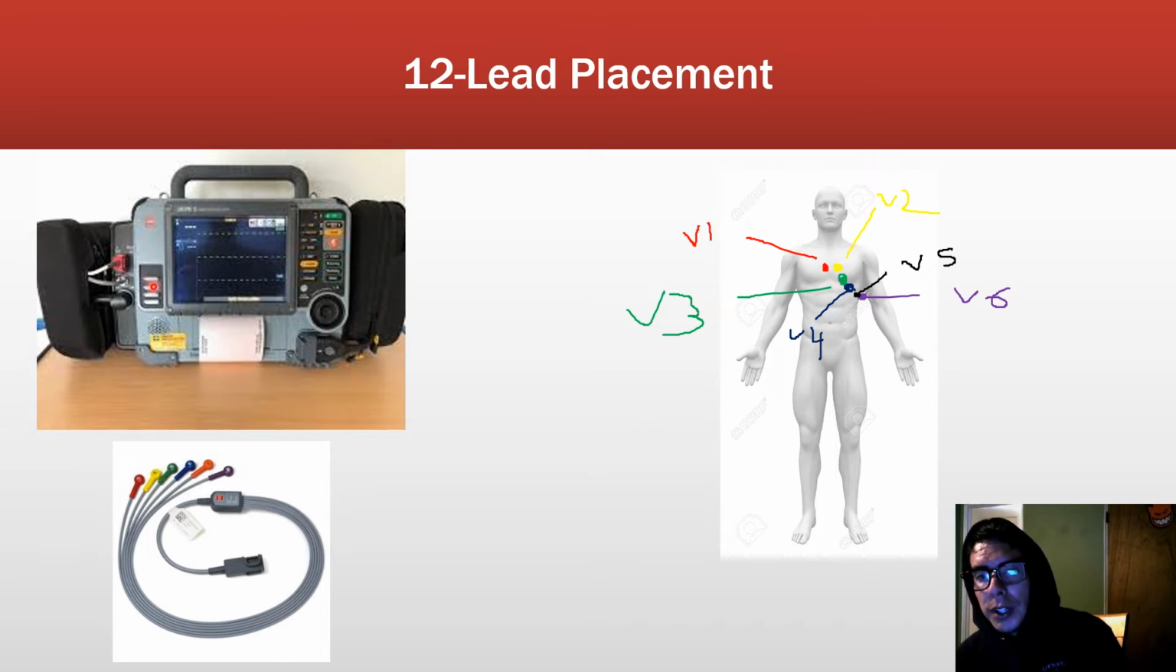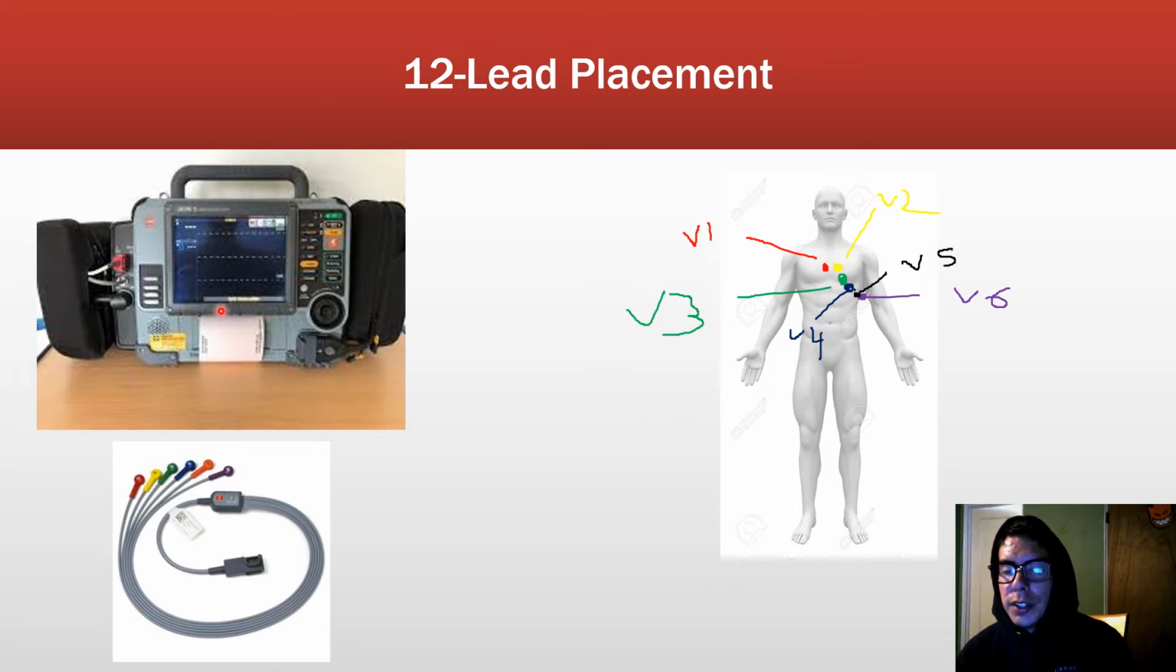Hit the 12 lead button, a little screen will pop up here, and it will ask you to select male or female, and then with this dial you'll input the patient's age. You just turn the dial to whatever age, and then you push the center button and leave it. It'll take a few seconds, and then it'll automatically print out a 12 lead right there.